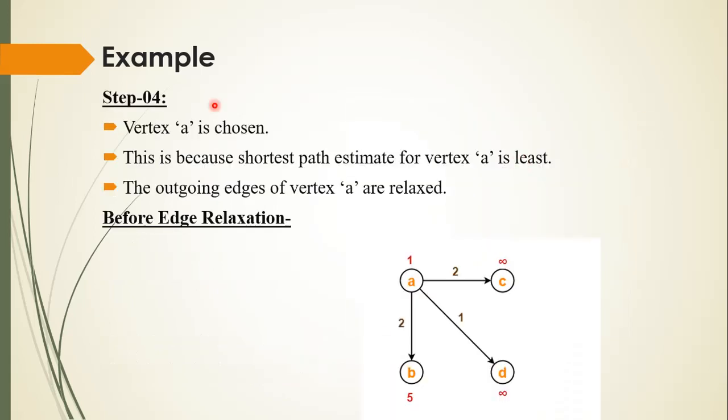In the next step, vertex A is chosen because the shortest path estimate for vertex A is least. The outgoing edges of vertex A are relaxed.